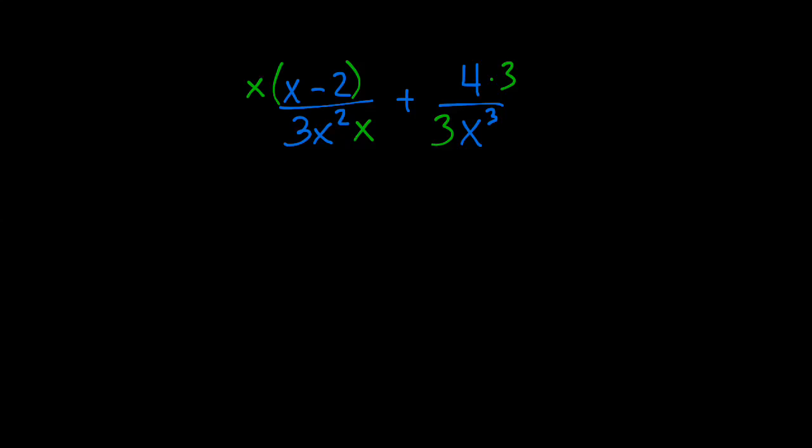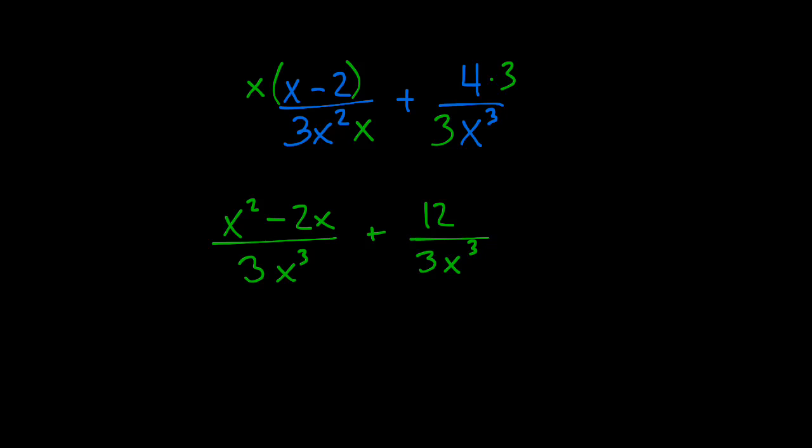So when we multiply that in on top, we're going to have x squared minus 2x over 3x cubed. And on the right, we would have 12 over 3x cubed. So now our denominators match, and we can just add across the top. If we add across the top, we don't have any like terms, so we would have x squared minus 2x plus 12 over 3x cubed.